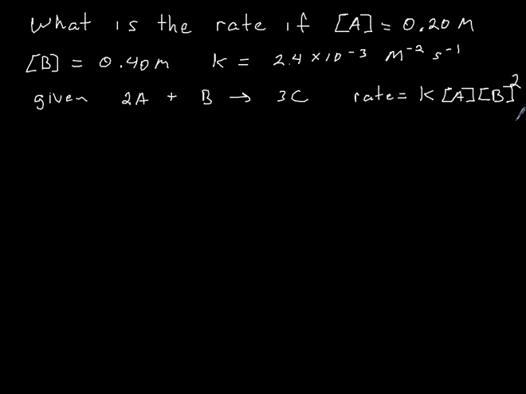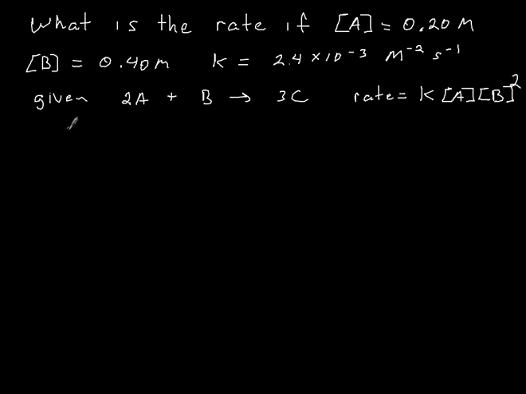Now we can also work actual problems. All right, so here's some data. What's the rate if the concentration of A is 0.2 molar and B is 0.4 molar, and the rate constant is determined to be 2.4 times 10 to the negative 3, inverse molar squared inverse second, given that equation? There we've already given you the rate law. And so just plug your data in.